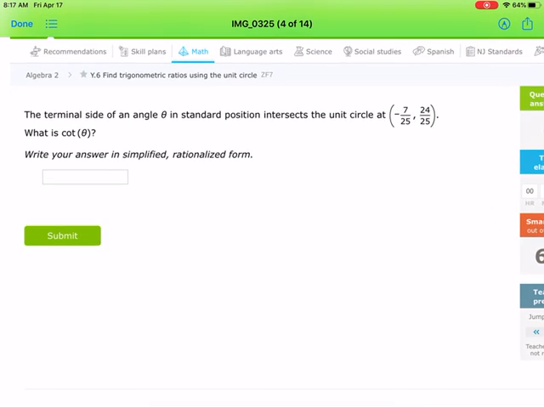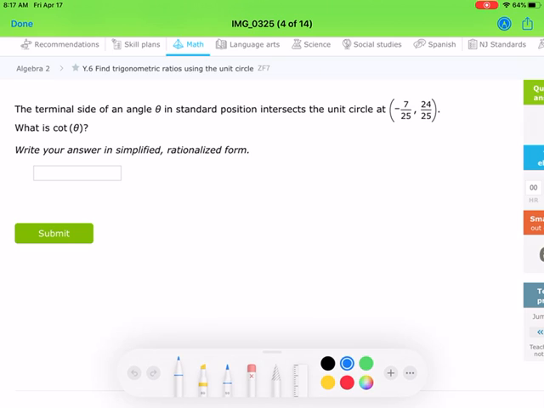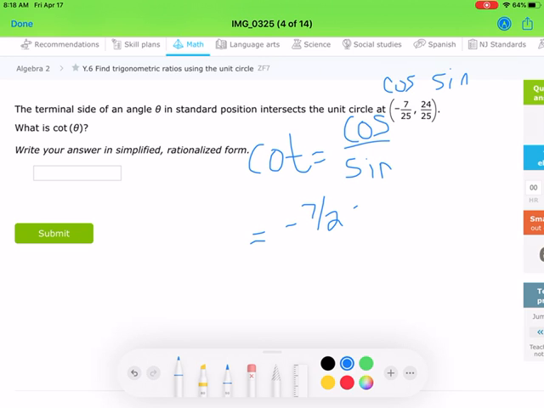Cotangent. Again, that's the flip of tangent. If tangent is sine over cosine, then cotangent equals cosine over sine. That's your cosine there, that's your sine. Again, every single coordinate is in the format of cosine, sine. I'm just going to divide those two numbers: -7/25 divided by 24/25. They have the same denominator, so they go away. So my answer is -7/24. Cotangent is the flip of tangent, so cotangent is cosine over sine.